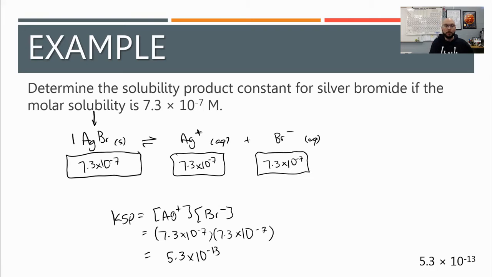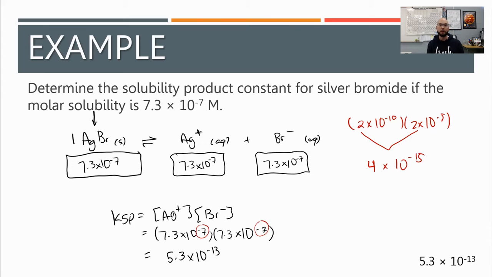Now, if you recall from Physical Science 20 or Pre-Cal 20 in math, when we multiply bases and exponents, we sum the exponents. So, for example, 2 times 10 to the negative 10 times 2 times 10 to the negative 5 is actually, we take the bases and multiply them, so 2 times 2 is 4. And then we take the exponents and add them. So this would be 4 times 10 to the negative 15. So when we multiply negative 7 and negative 7, we would expect negative 14.